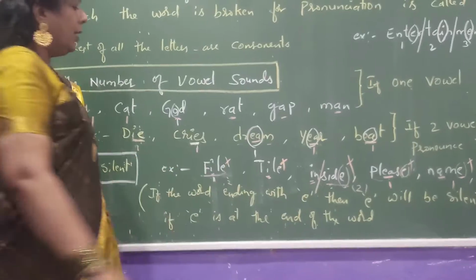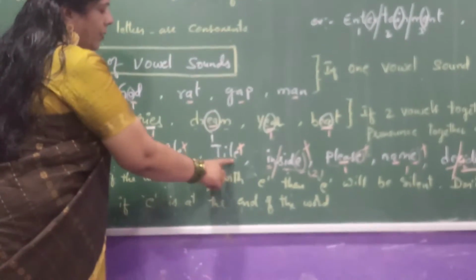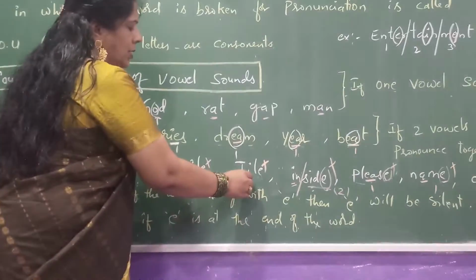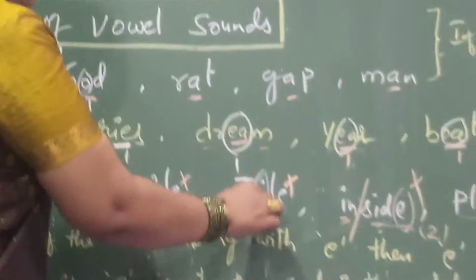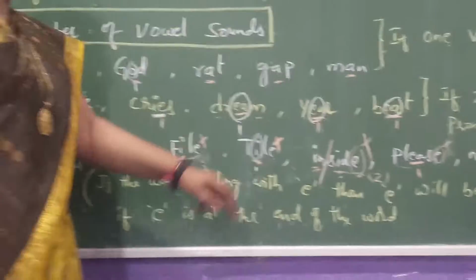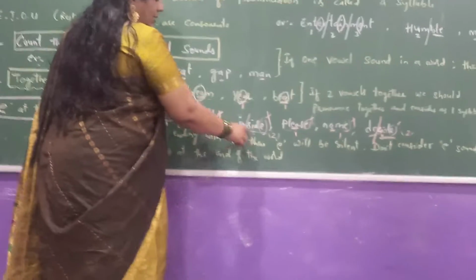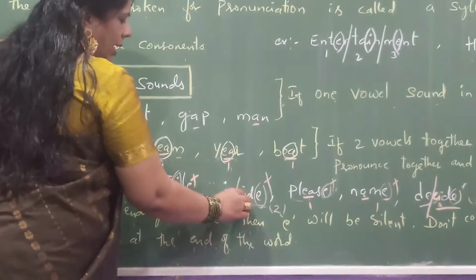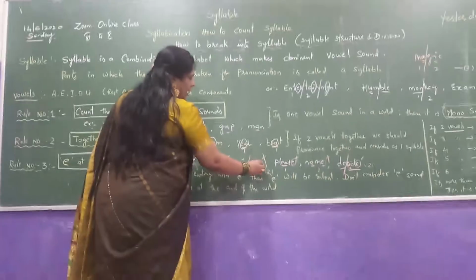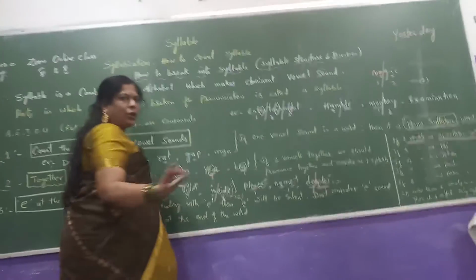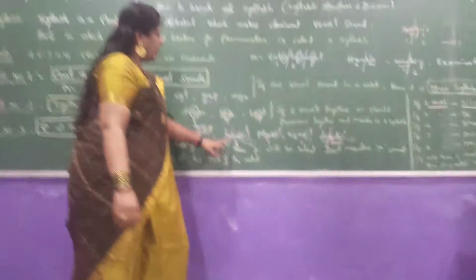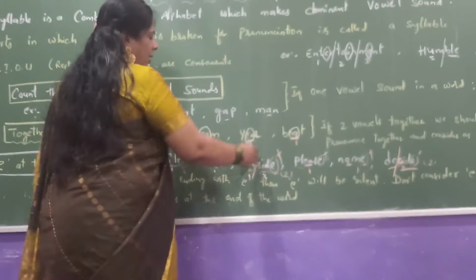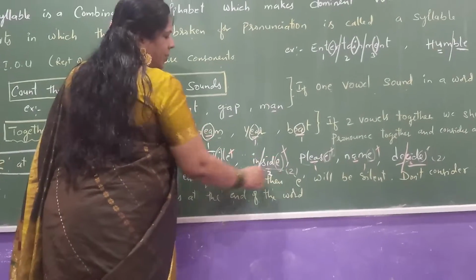So five is 1 syllable. Next, time. Though there are two vowels, we consider it only one. Now you tell me, inside: this I is a vowel, and here again I is a vowel, and E is also there. But E at the end we will not count. So it is a 2-syllable word, a disyllabic word. Inside, you have to break in-side.